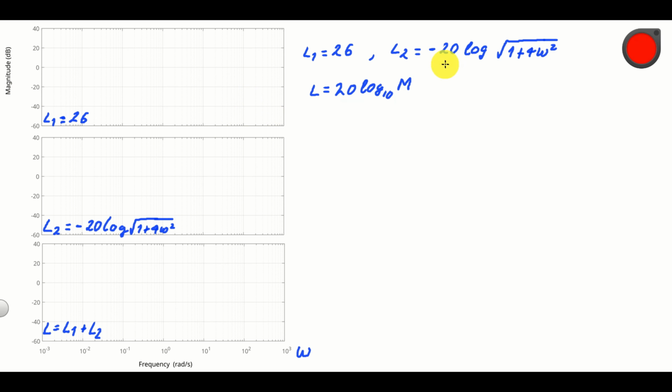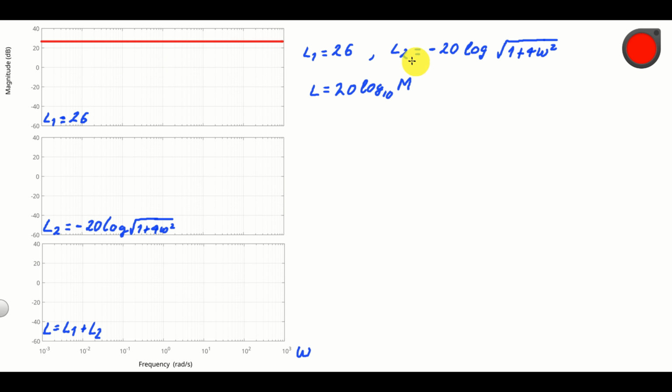Let's first graph L1. This is super easy. L1 is a constant that doesn't depend on the frequency, and consequently over here we will sketch a straight line. The line is located at 26 dBs. That is over here. And here's our L1. Simple as that, nothing special.